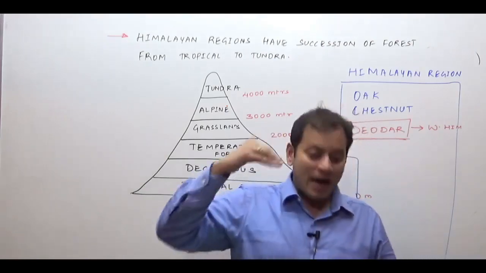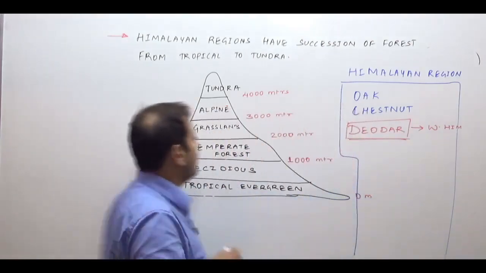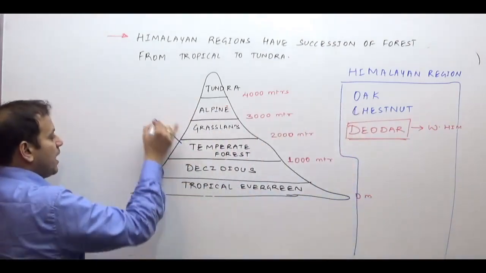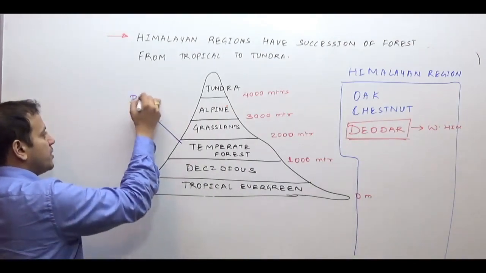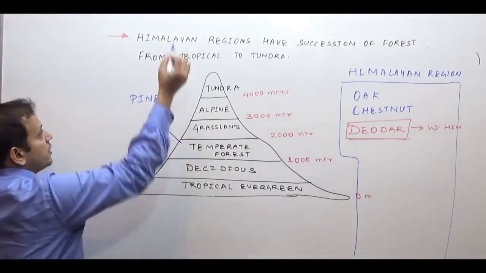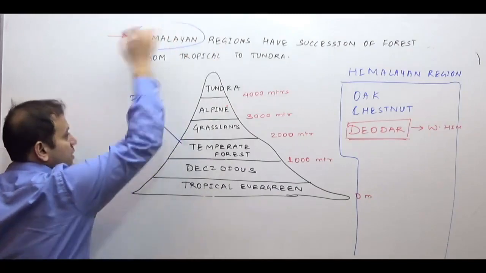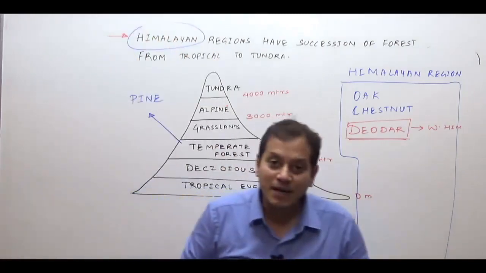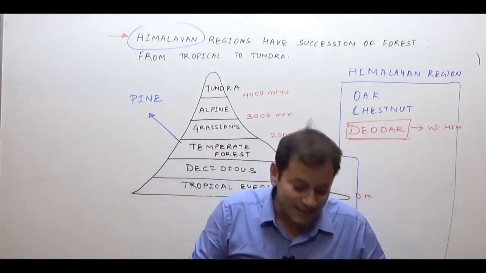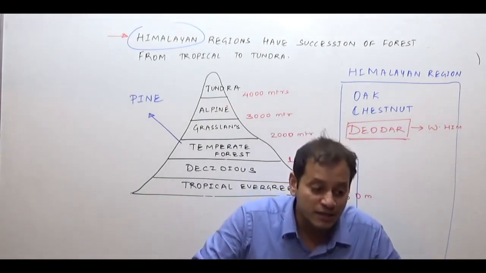Now go up higher, you will find the pine forests in this region. So pine is the forest in the Himalayan region. Chestnut is the forest in the Himalayan region. Oak is the tree in the Himalayan region. Deodar is the tree in the Himalayan region.